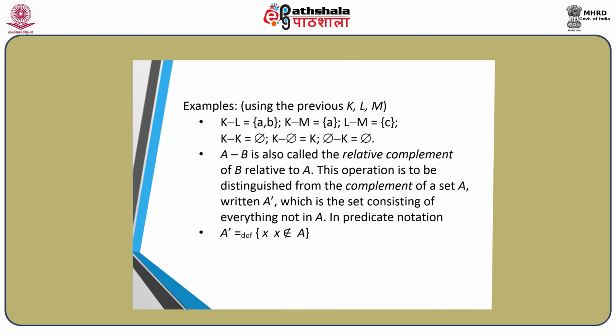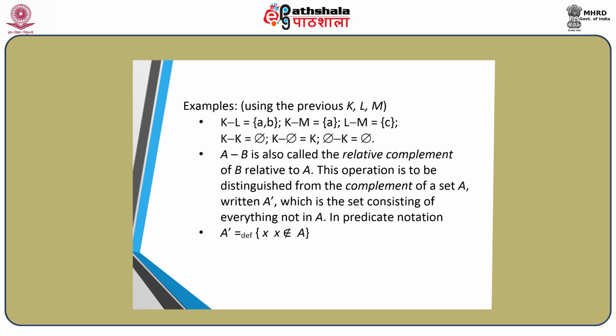Example, if we use the previous sets K, L, and M, K minus L is the set consisting of A, B. K minus M is the set consisting of A. L minus M is the set consisting of C. K minus K is the empty set. K minus the empty set is K. The empty set minus K is the empty set.